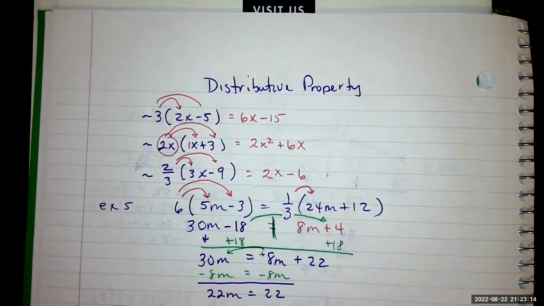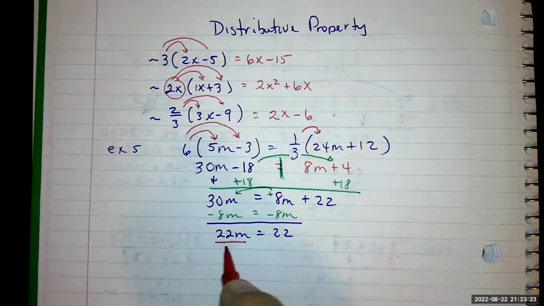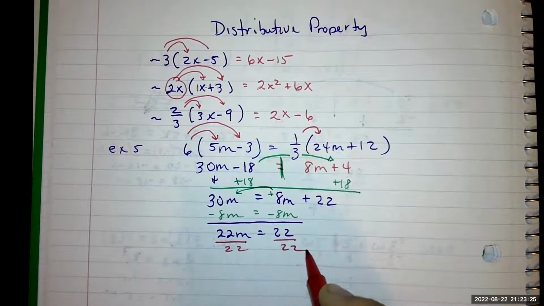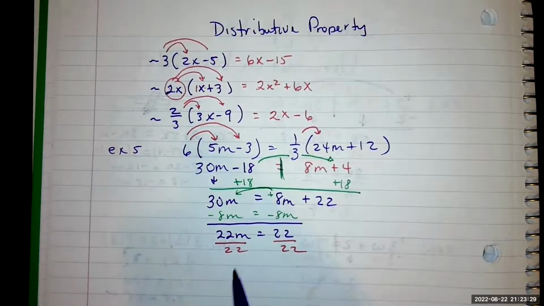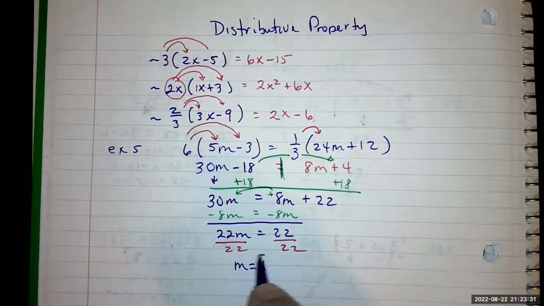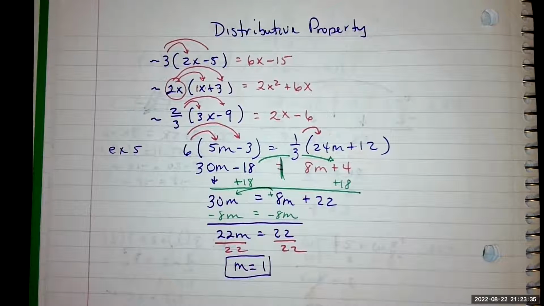Now look at there. That looks like it's going to be pretty easy. What does m equal? Well, you should be able to figure out. M is your variable. It's being multiplied by 22. So you can divide both sides by 22. So m is going to equal 1. So there we go. M equals 1.